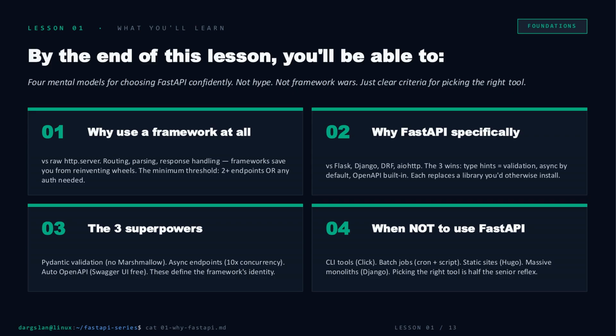First, why reach for a framework at all instead of raw HTTP.server? Second, why FastAPI specifically over Flask, Django, or AIOHTTP? Third, the 3 superpowers that define its identity: pydantic, async, and auto-generated OpenAPI. And fourth, just as important, when not to use FastAPI, because picking the right tool is half the senior reflex.